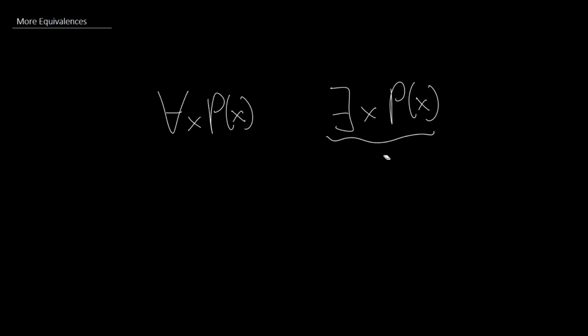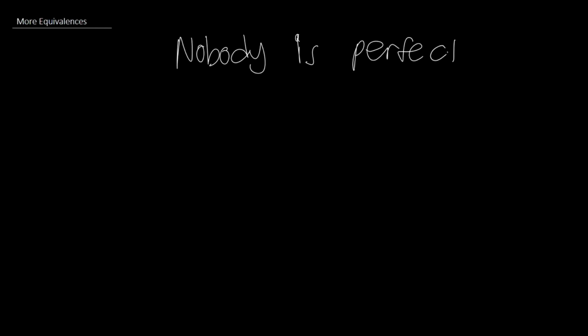And who knows, it might be useful, and we're going to see if that helps in later videos or not. Alright, so what equivalence relationship can we extract out of this? Well, let's start with an English sentence. Let's say nobody is perfect. That's the English sentence, and let's try to communicate this idea through logical symbols and statements.